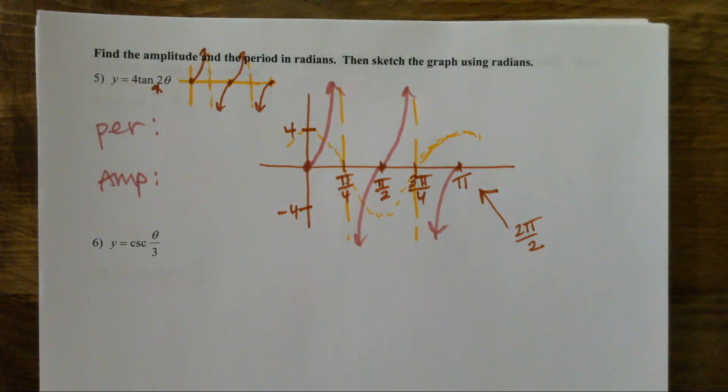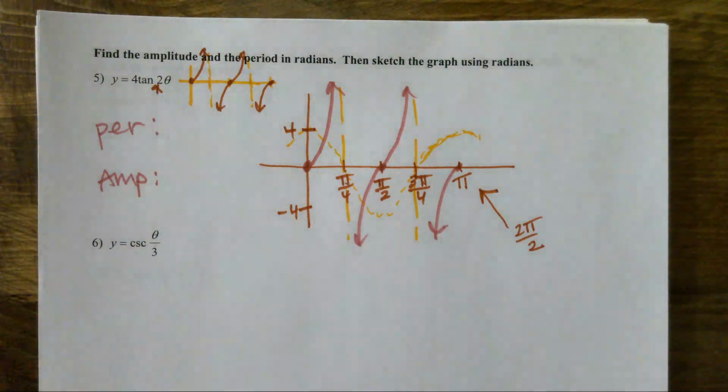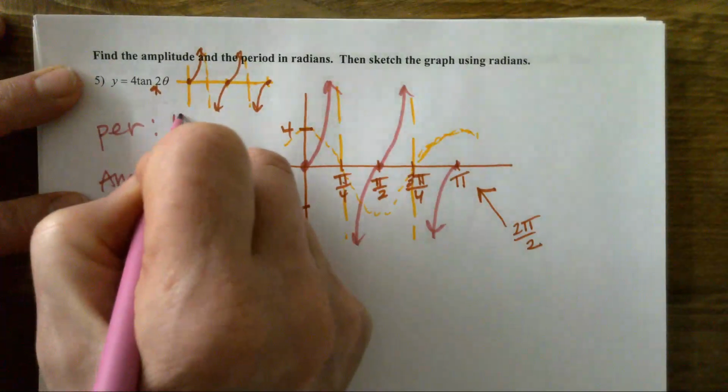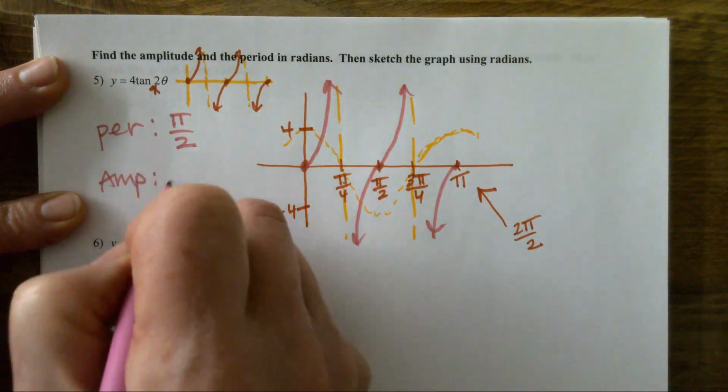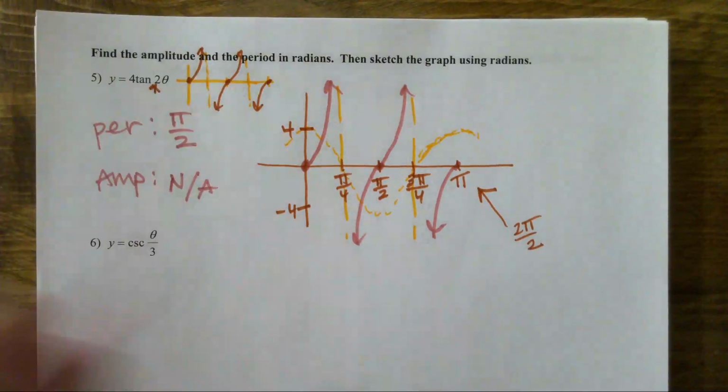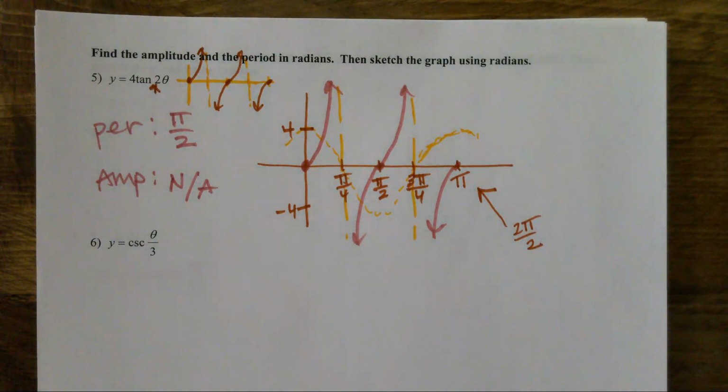And what's the period of this graph? How long does it take to repeat itself? Pi over 2. What's the amplitude? Not applicable on a tangent graph because I can't measure.